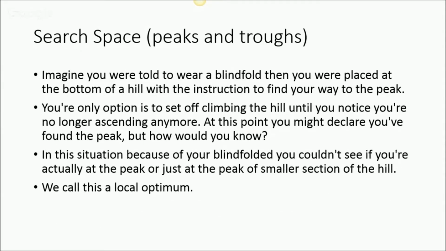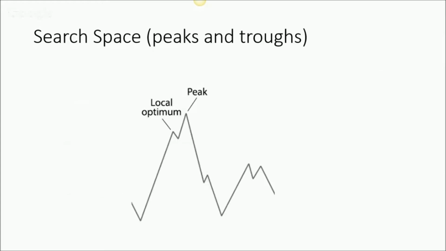Okay, like we said earlier with the diagram of peaks and troughs, imagine that you were told to wear a blindfold and you're placed at the bottom of the hill with the instruction to find your way to the peak. Your only option is to set off climbing the hill until you notice that you're no longer ascending anymore. At this point, you might decide, well, I'm no longer ascending, maybe I've found the peak of the hill, but how would you really know? In this situation, because you're blindfolded, you couldn't see if you're actually at a small peak or at the top of the mountain. We call this a local optimum. And this is a problem for genetic algorithms, and this is a problem we try and get past.